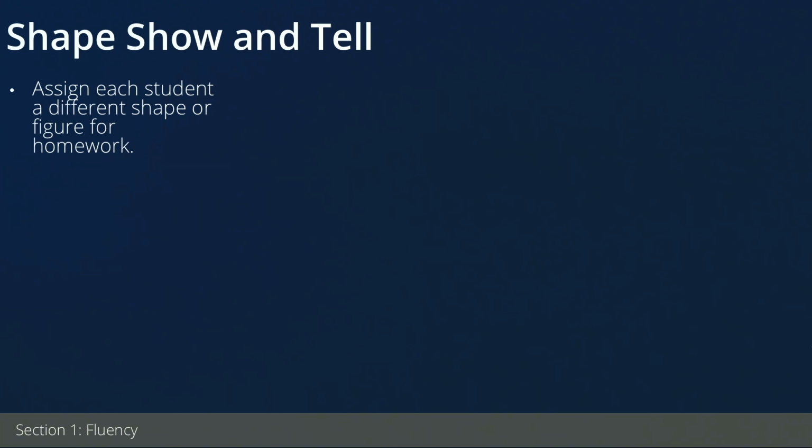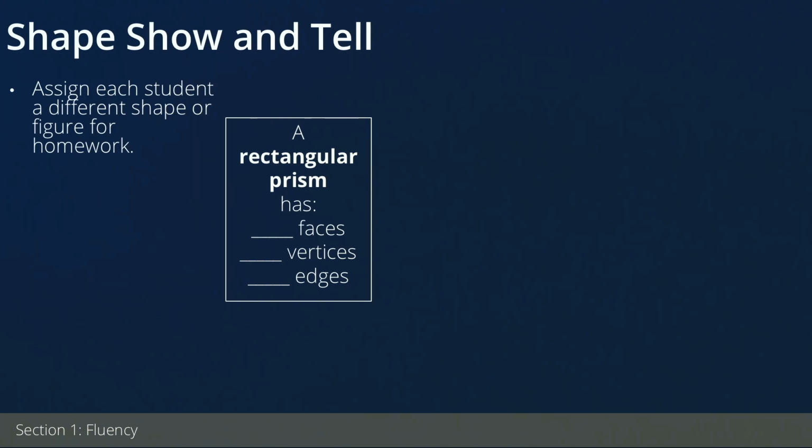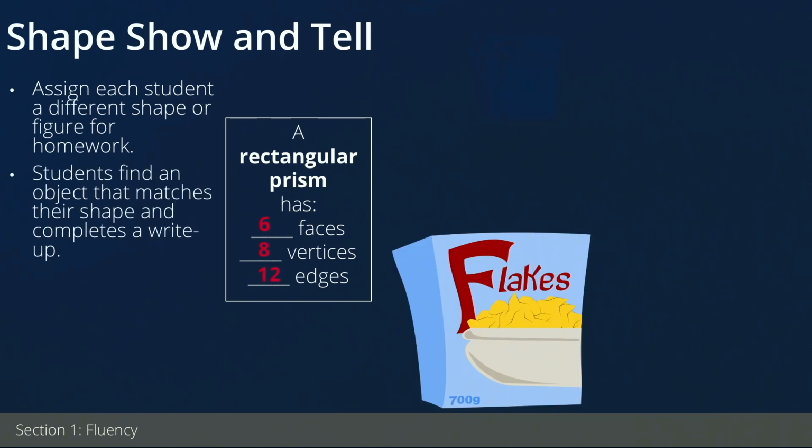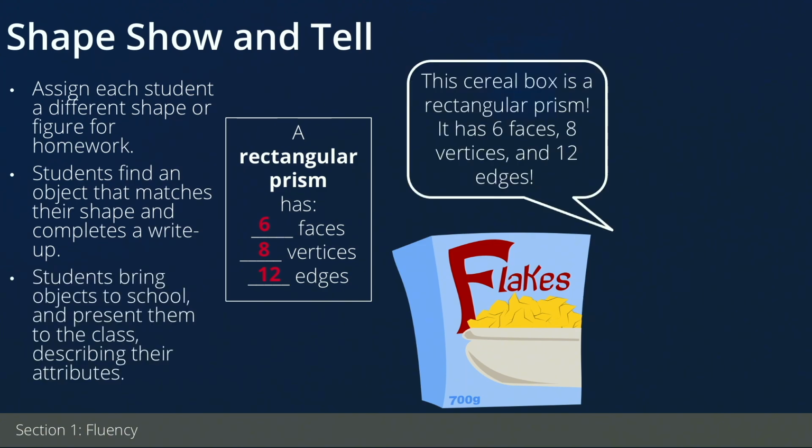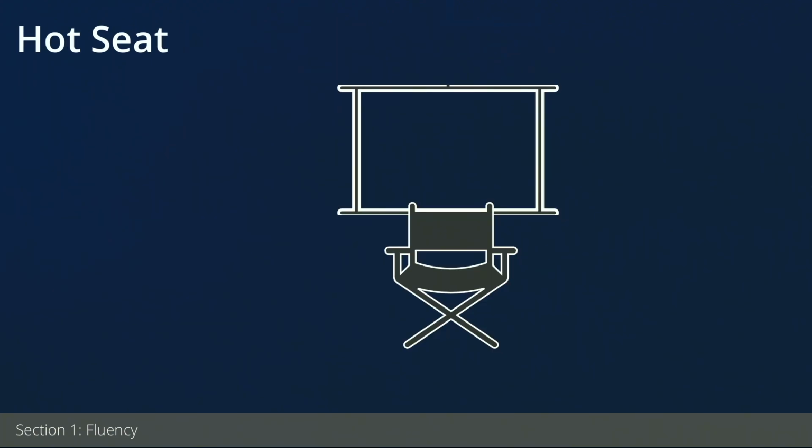Maybe you engage your students in a shape show and tell. Here you assign each student a different shape or figure for homework, and then they have to find that thing and then describe it by its properties. Maybe here I identify that this rectangular prism has 6 faces, 8 vertices, and 12 edges. Then they have to use their vocabulary to describe this three-dimensional figure. So here they might say this cereal box is a rectangular prism, and it has 6 faces, 8 vertices, and 12 edges.